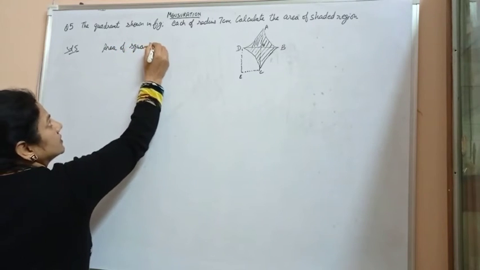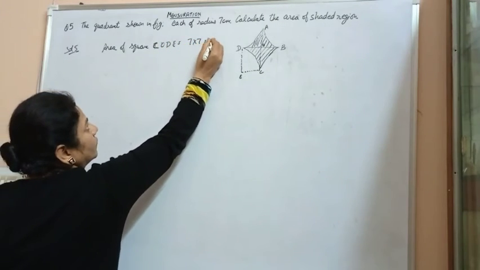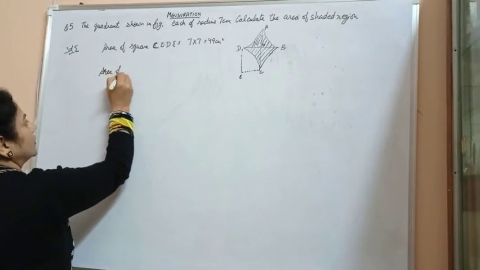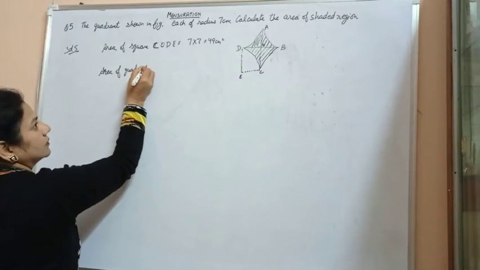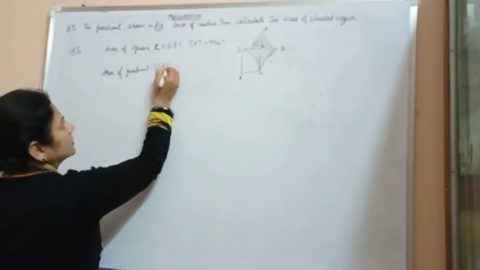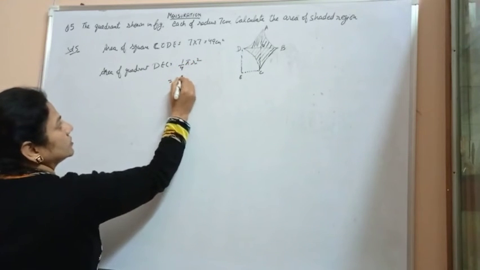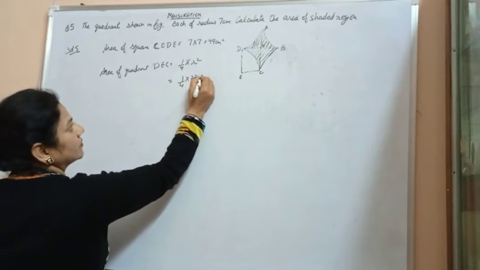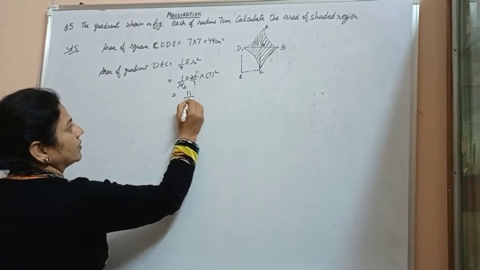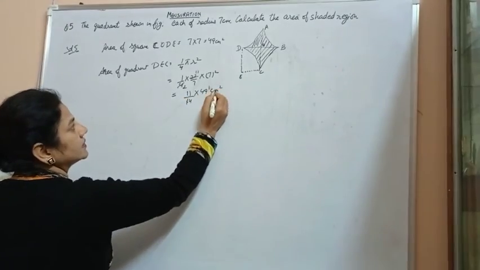So area of square CODE is 7 into 7, which is equal to 49 centimeter square. Area of quadrant DEC is 1 by 4 pi r square, which is equal to 1 by 4 into 22 by 7 into 7 square, which is equal to 11 by 14 into 49 centimeter square.